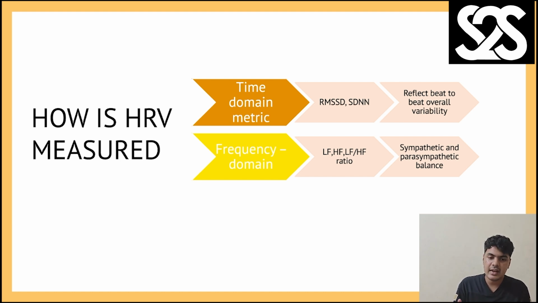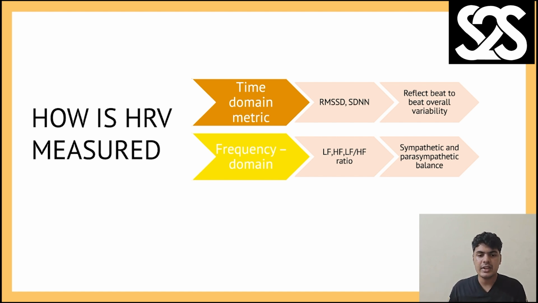So why that confusion happens is because of this high frequency, ranging from 0.15 to 0.5 hertz. That is basically the parasympathetic system. If a person has high frequency heart rate, they are completely under parasympathetic dominance.